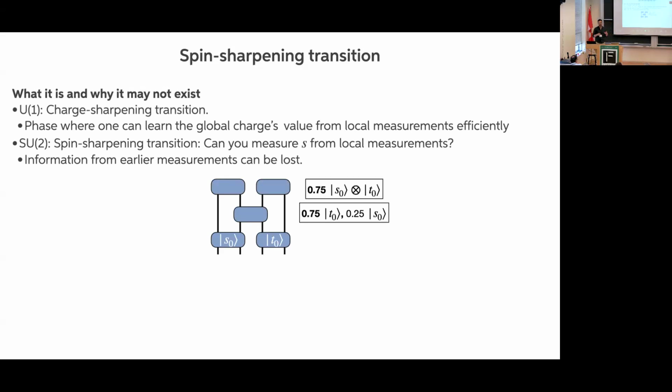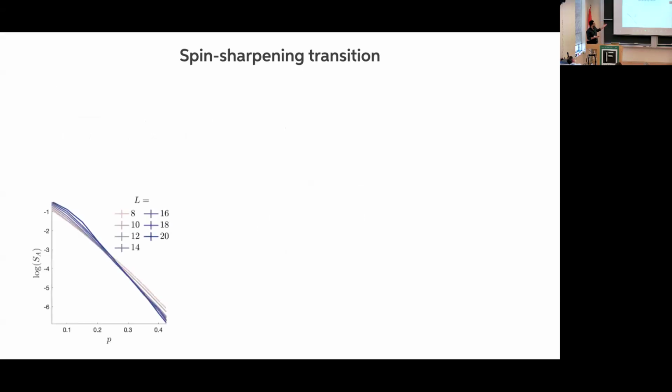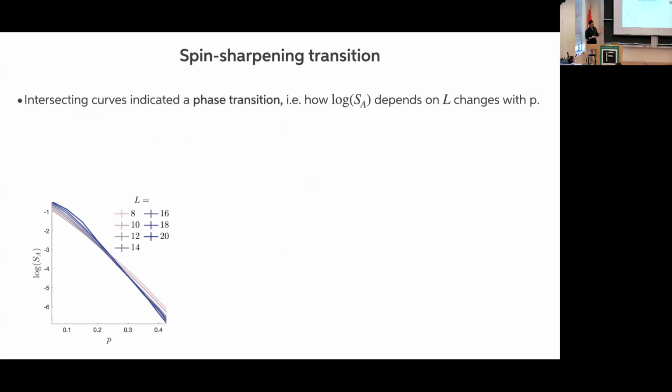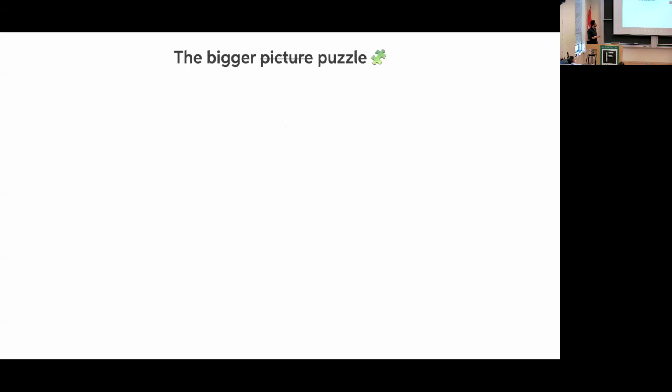Then I go to the subsequent measurement step, and I no longer am guaranteed to get the state I started with. The measurements are gaining information, but they're rendering some of the early information partially irrelevant. So the question could be, do you even get a transition in how efficiently you can measure the charge? I'll skip that. And in short, we do. It's a phase transition that corresponds with our entanglement transition. In one phase, it takes an L cubed amount of time, in the other, it takes an L squared. So that's my brief recap of the spin sharpening.